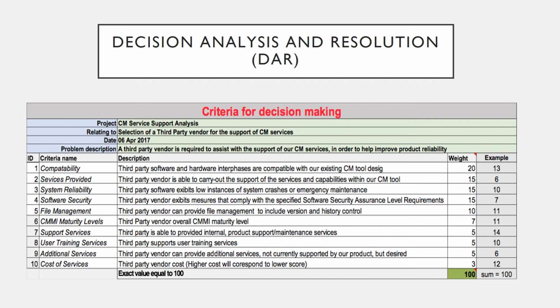Compatibility is the most important characteristic that we found, and we gave it a weight of 20. And from that, we have services provided, system reliability, software security, and file management. Those are going to be the most important characteristics that we are looking at in the evaluation process. And we have some others such as CMMI maturity levels, support services, user training services, additional services, and cost of services.